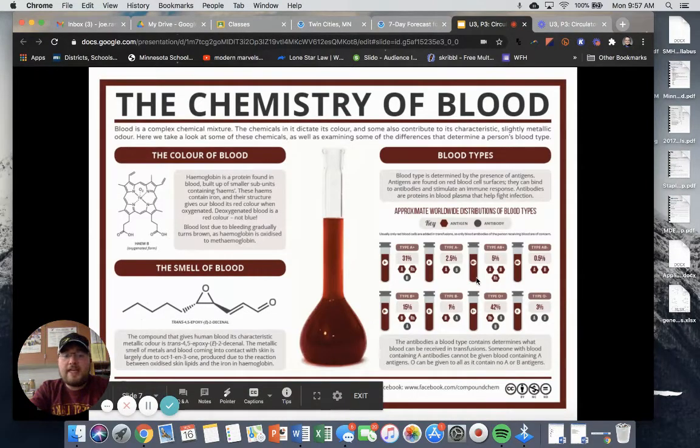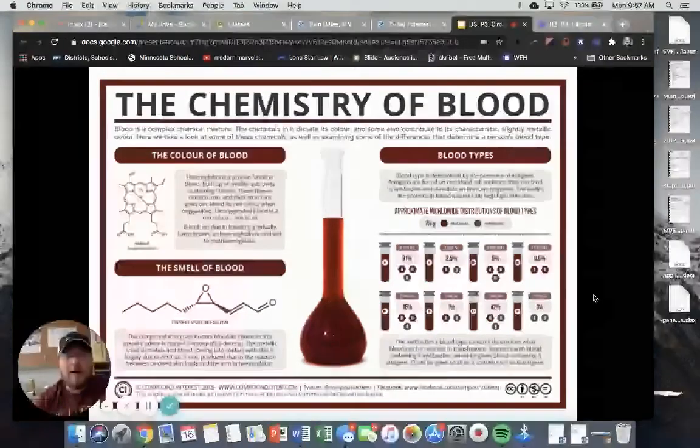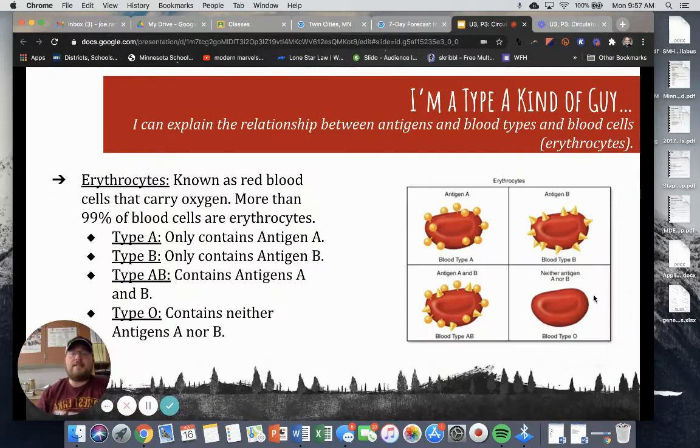So if you would like, I would highly encourage you to hit pause on this and take a look and read. It's actually super interesting. You're not going to be held accountable for any of this stuff, but this kind of goes over the chemistry of blood and why it smells and looks the way it does, and also the different blood types. And we're going to talk about blood types quite a bit here in the next couple of slides. So you guys have probably heard about blood typing, and there are multiple different types of blood, and we're going to talk about that and how those come to be.